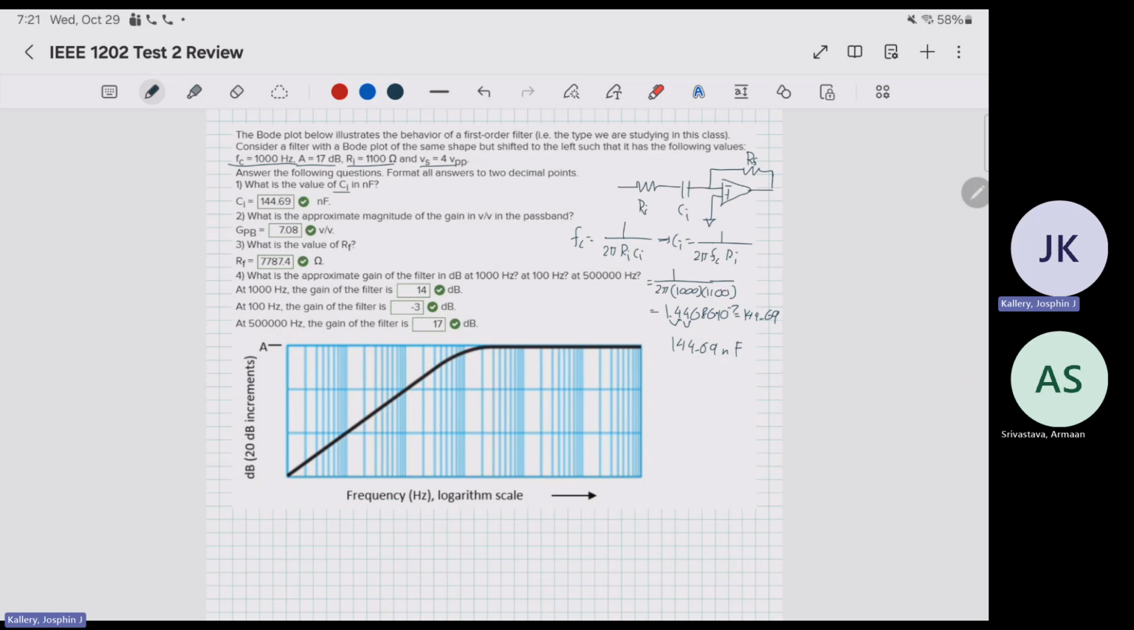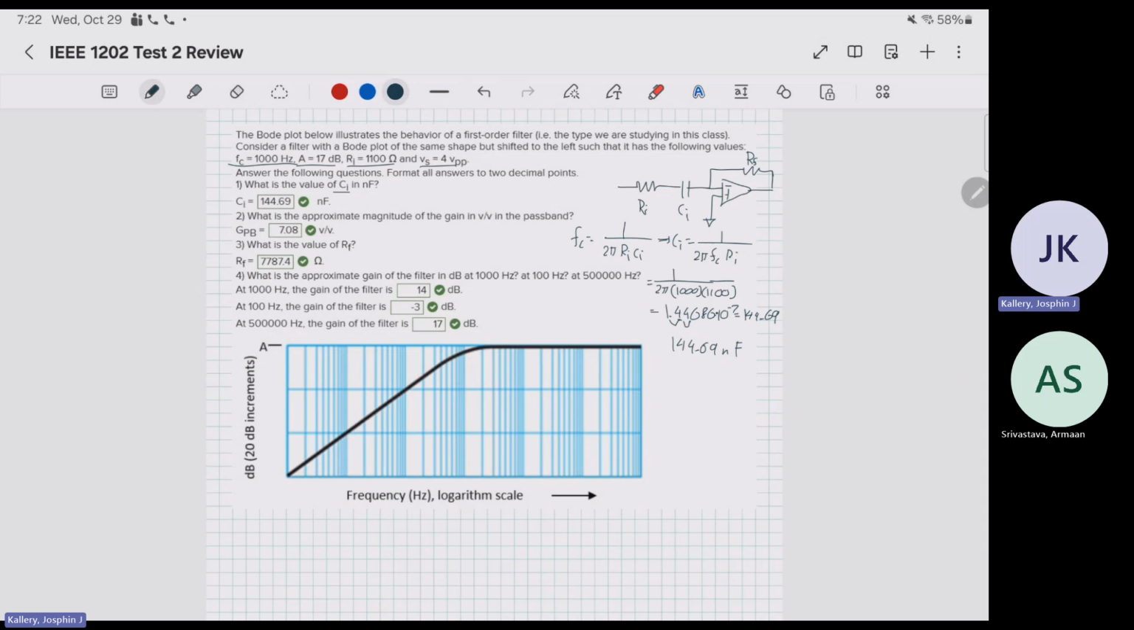What is the approximate magnitude of the gain in volts over volts? Okay, so once again, if you go back to that formula, volts over volts, we need to find this. We have this, but we don't have this. So you have two unknowns. We can't solve for this. So we need a different equation.